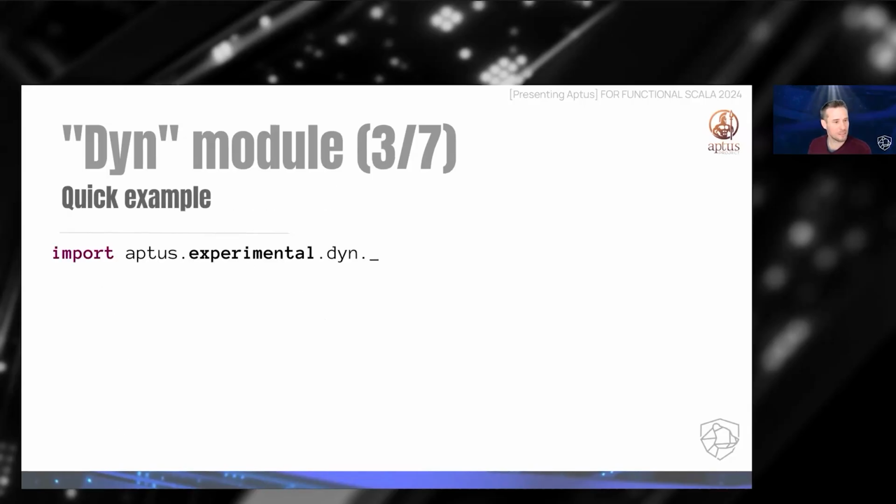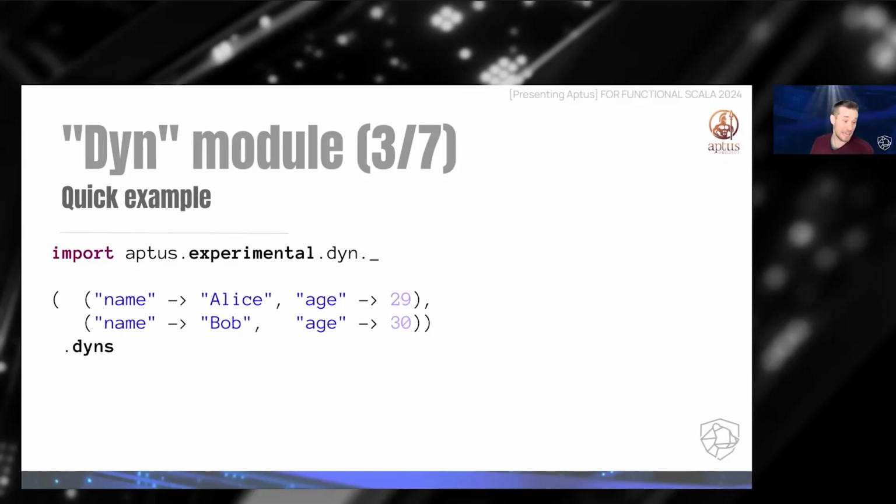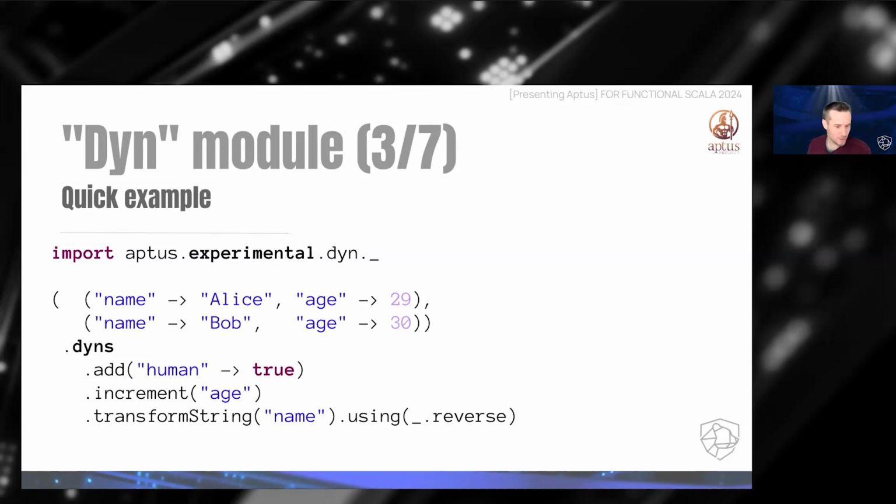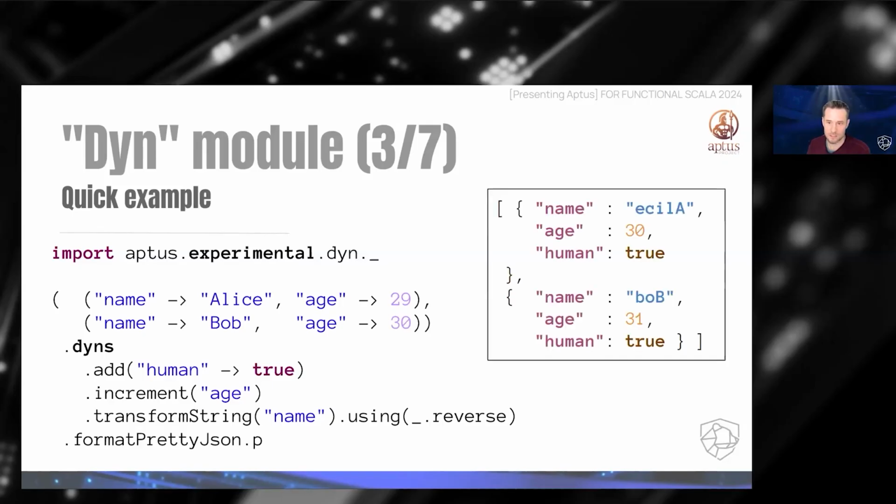So, a quick example: you import experimental din, you give yourself some data called dins. Notice the S compared to the single object we saw earlier. Add a field, human, get them a little older, and for fun, just reverse their name. Then you can output it in whatever format you want. I just use JSON here, but it's not a JSON-specific library at all, so you could spit it out as TSV, for instance. This will give you something like that, a pretty printed version of the JSON.